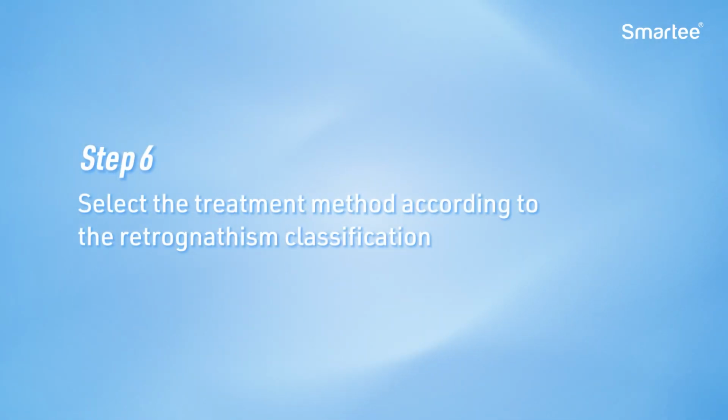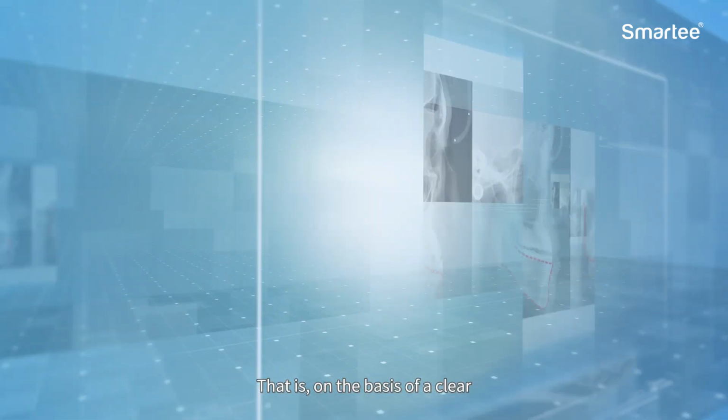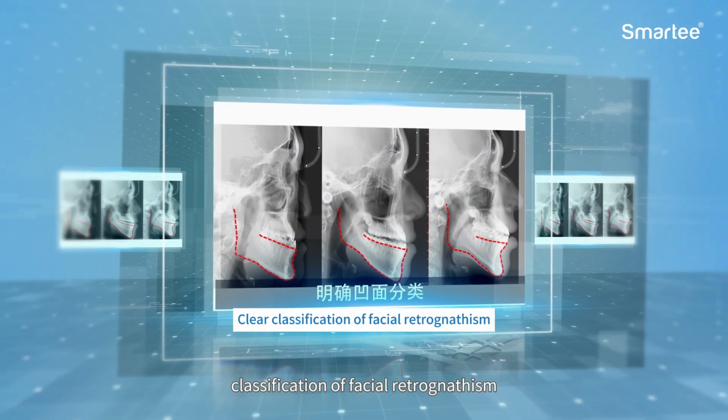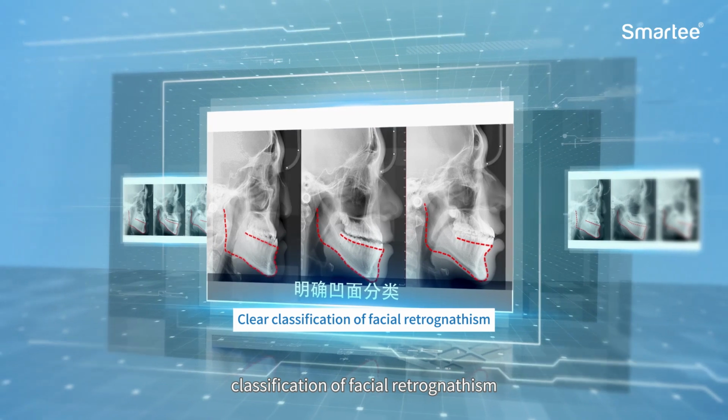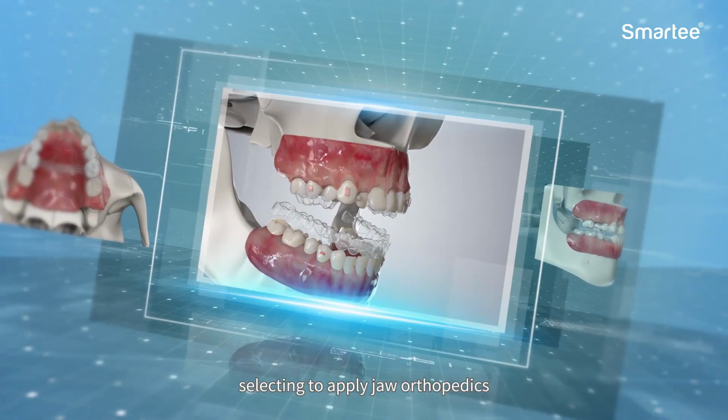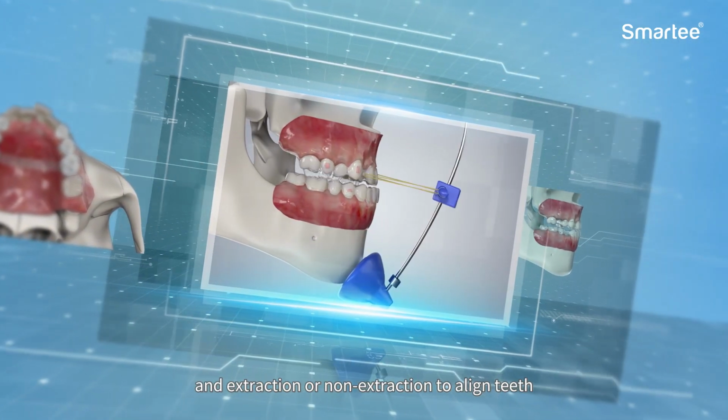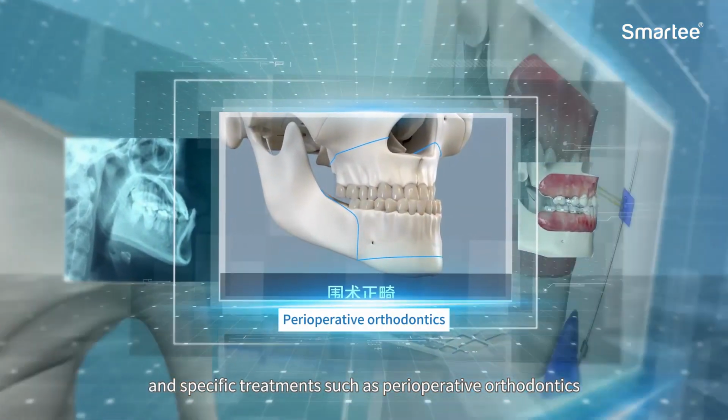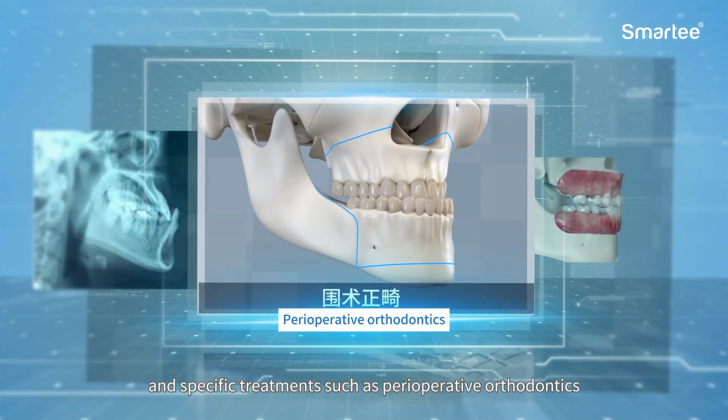Step 6. Select the treatment method according to the retrognatism classification. That is, on the basis of a clear classification of facial retrognatism, select and apply jaw orthopedics, extraction or non-extraction to align teeth, and specific treatments such as perioperative orthodontics.